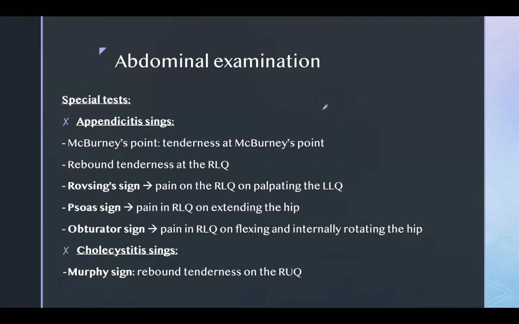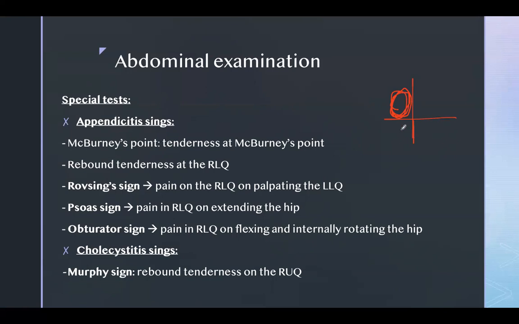We've got some special tests that I would like to tell you about to end this examination, which are the appendicitis signs and the cholecystitis signs. You may probably have heard of the Murphy sign in cholecystitis. It's the rebound tenderness that we get in the right upper quadrant. So again, we're going to draw the 4 quadrants. In the right upper quadrant, you get rebound tenderness, and actually the patient stops. They wouldn't be able to continue taking a deep breath. This is called Murphy's sign.